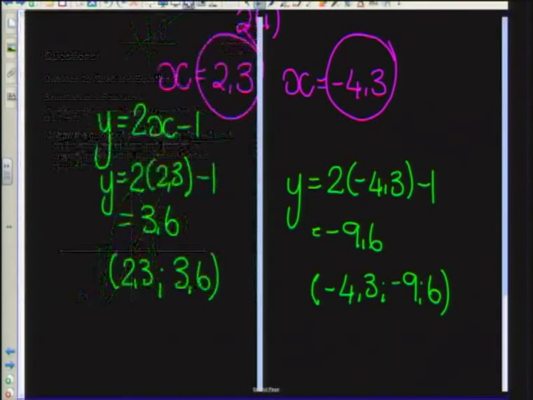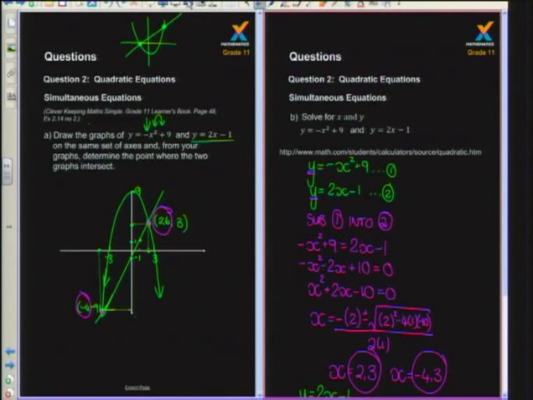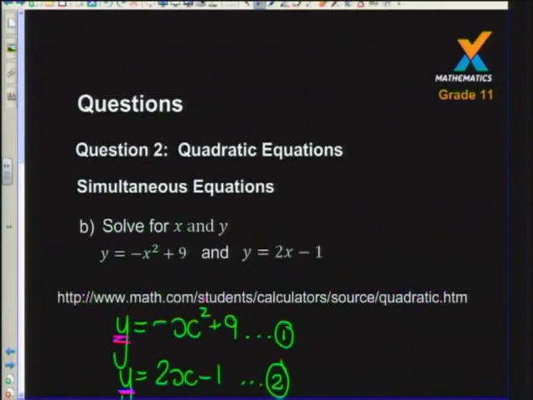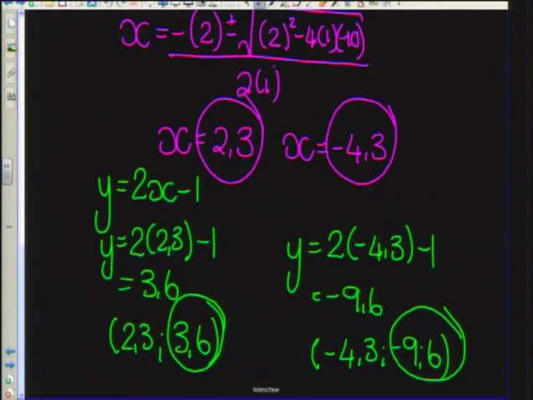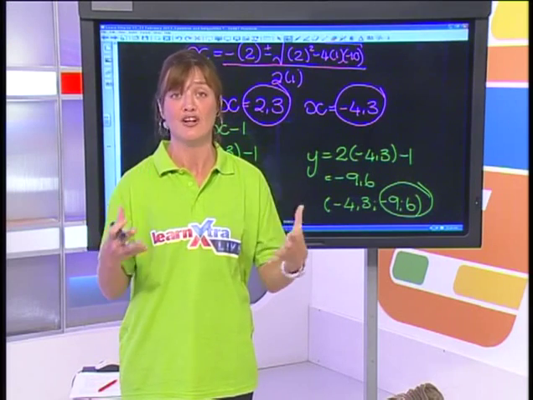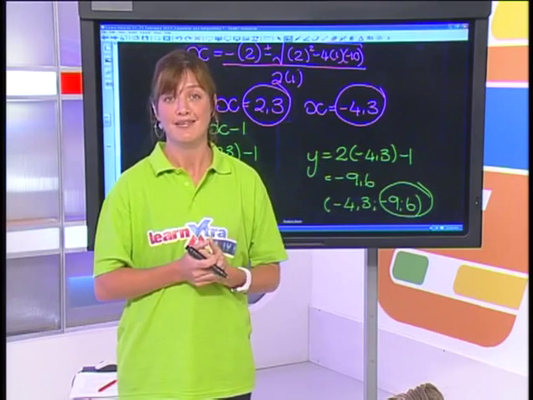Let's go back and see. Were we close? We had a 3 over here as my y-intercept, and we worked out that 3.6 was the actual answer. And over here we had an estimated value of negative 9, and we got an actual value of negative 9.6. So we can see once again we were pretty close. We weren't 100% exact on the graph, but that's why we need the substitution. That's why we need to solve a simultaneous equation by substitution.